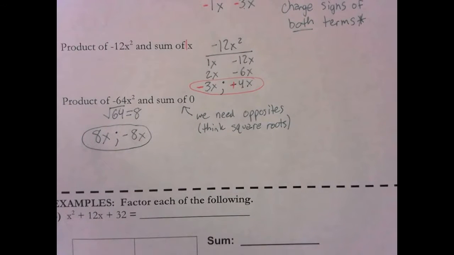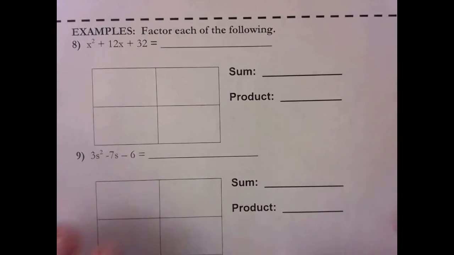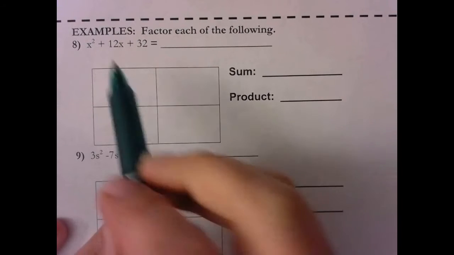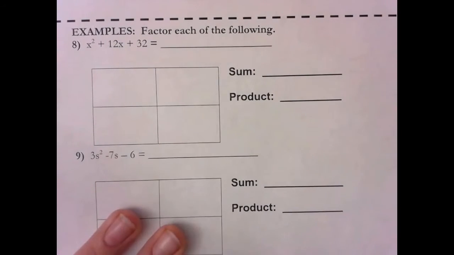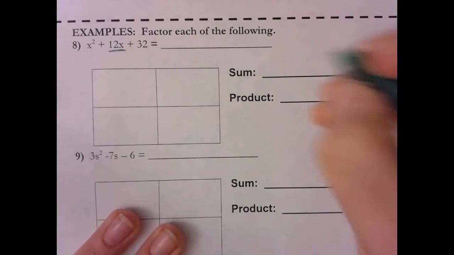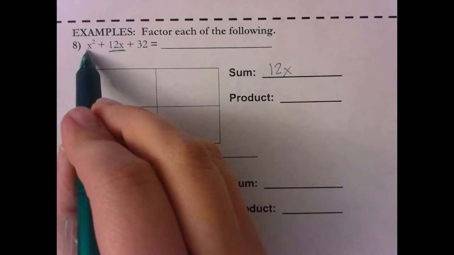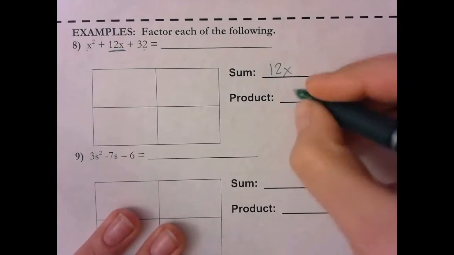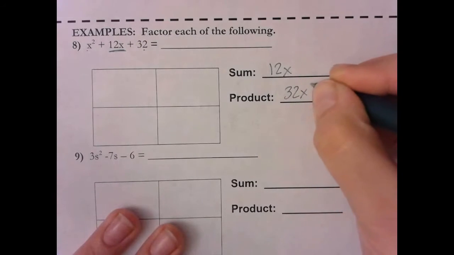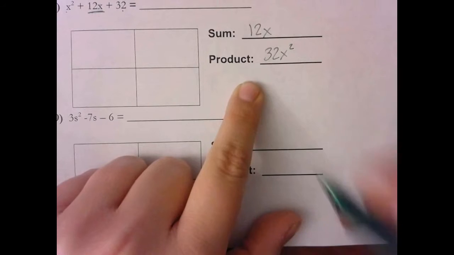All right, let's go to some real examples. Put this all together. Okay, so we've got x squared plus 12x plus 32. So we need a sum of 12x, and we need a product of x squared times 32, which is 32x squared. So I'm going to do my little factoring of this down here.